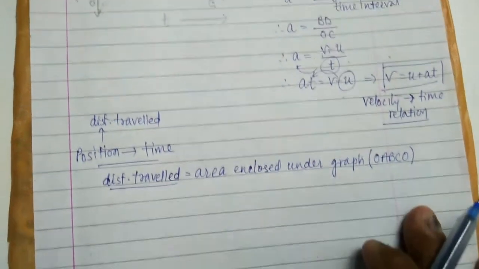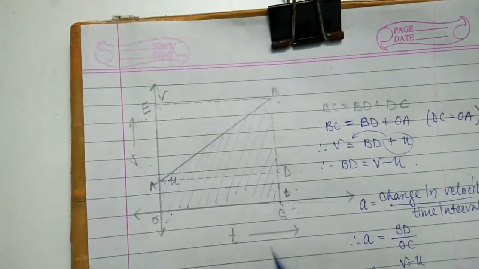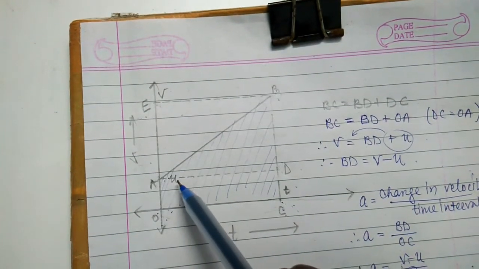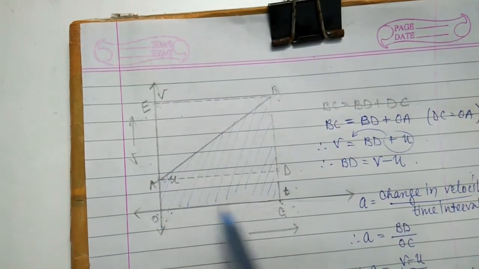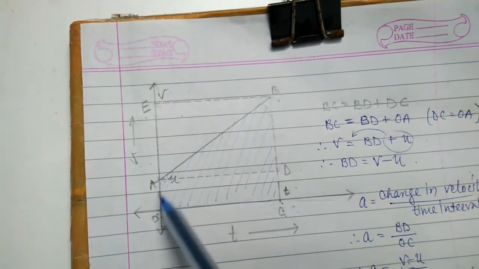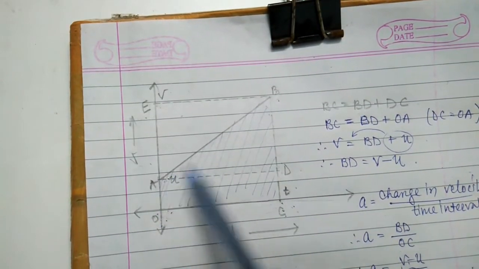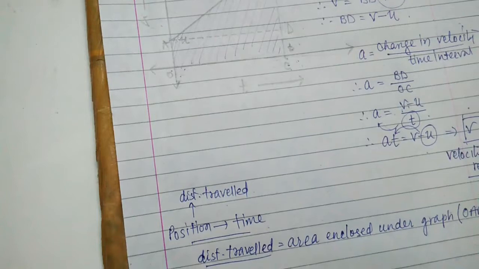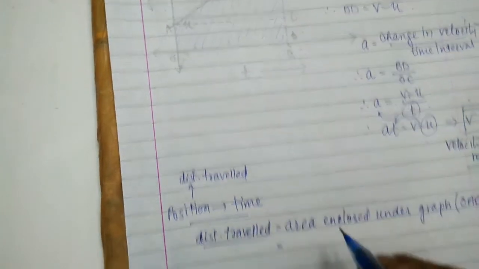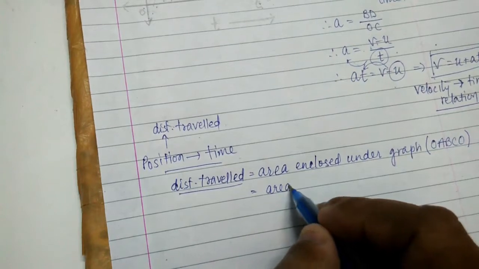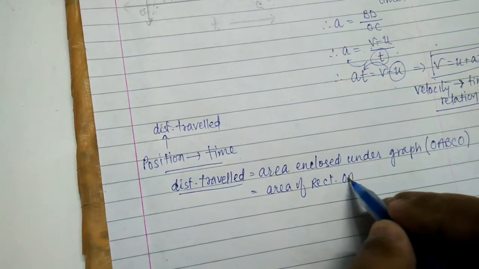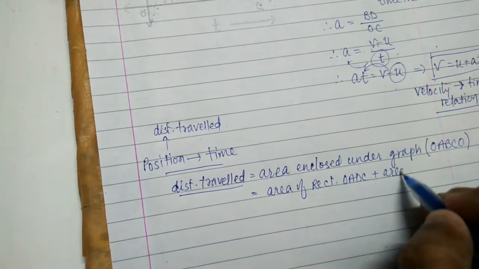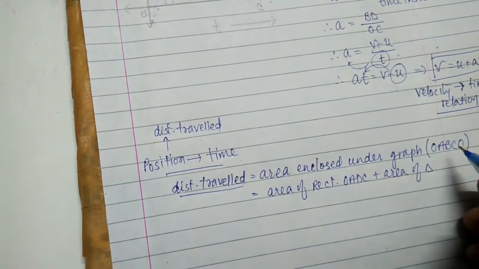Now, here we have one triangle and a rectangle. Now area of triangle plus area of rectangle is equal to area of trapezium, is equal to area of rectangle OADC plus area of triangle ABD.